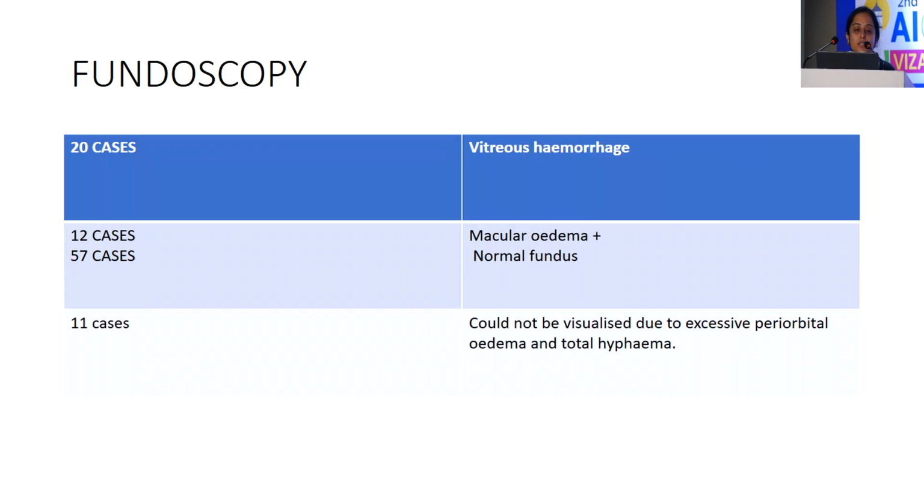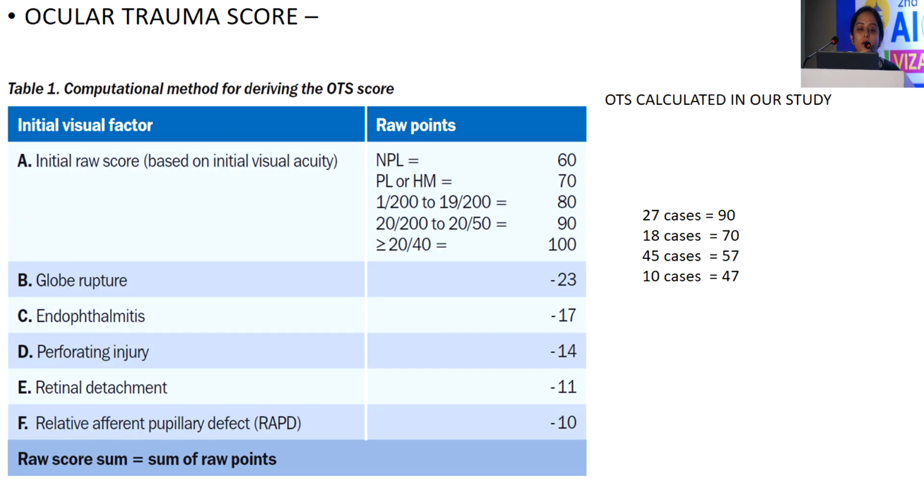When we did a fundus examination, we found that 20 cases had vitreous hemorrhage, 12 cases had macular edema, and 11 cases could not be visualized due to excessive periorbital edema and total hyphema. When we calculated the ocular trauma score, we found that 27 cases had 90 and 10 cases had 47.